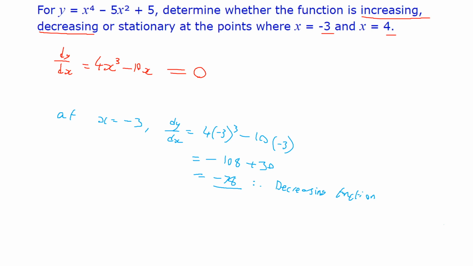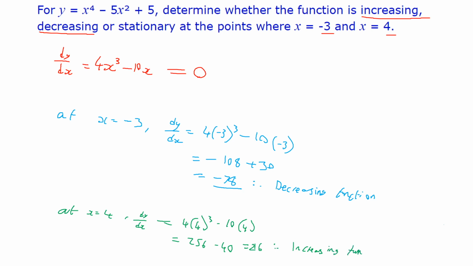What about when it's 4? Well, at x equals 4, dy dx is equal to 4 times 4 cubed minus 10 times 4, which is equal to 256 minus 40, which is 216. Therefore, it's an increasing function. Get it? Because it has a positive gradient.